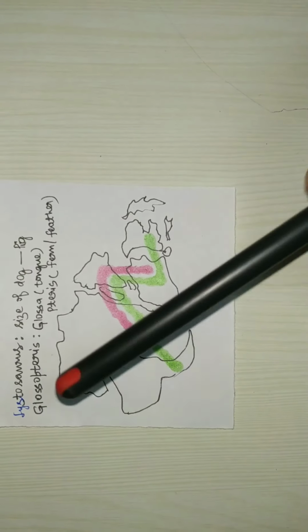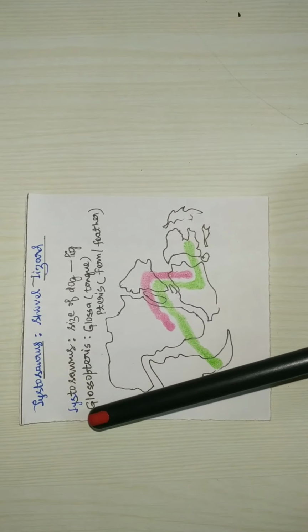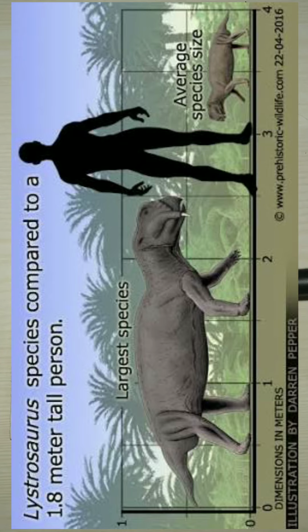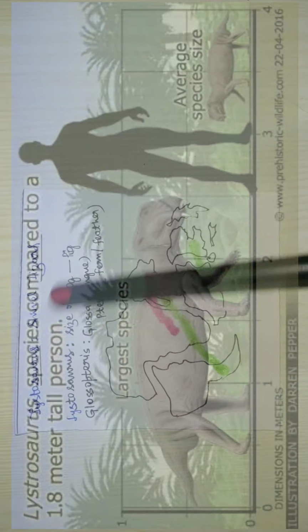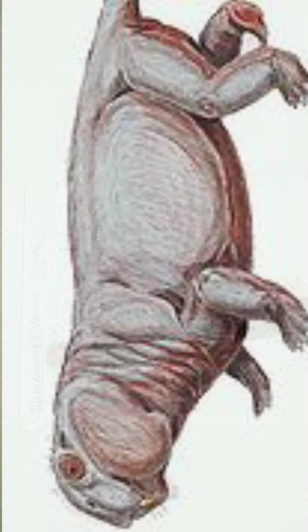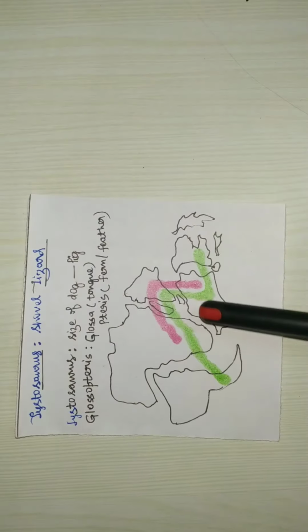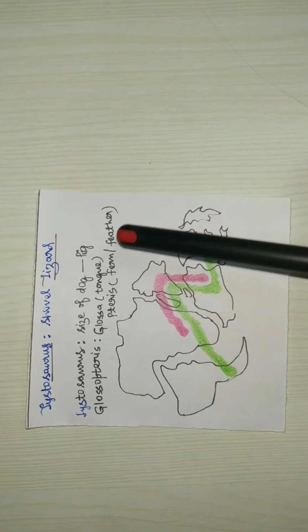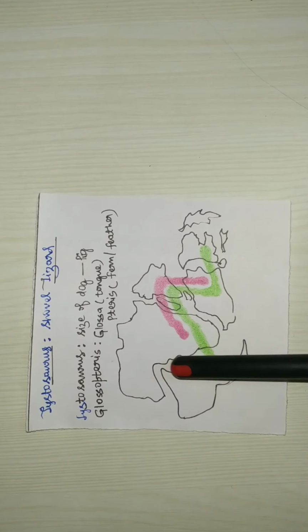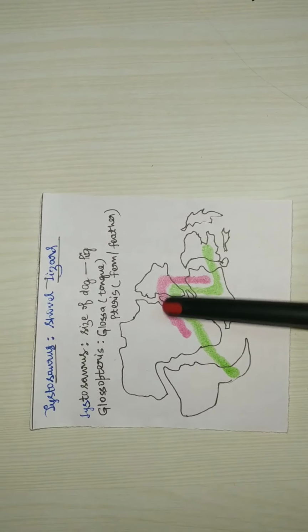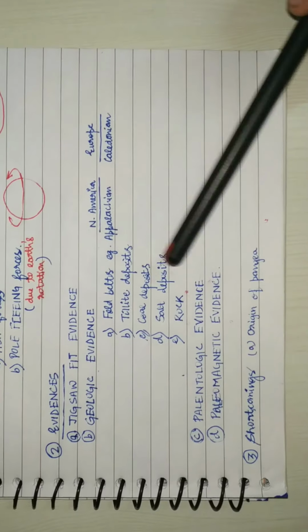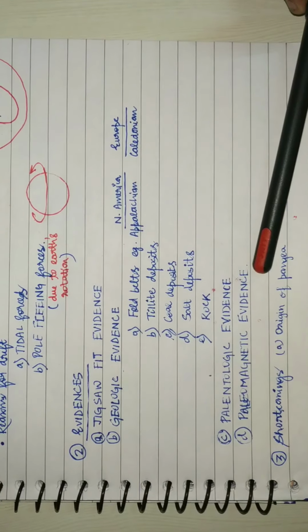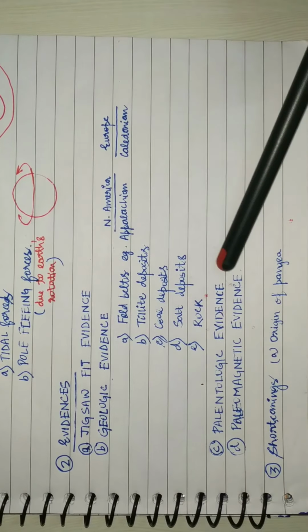Secondly, a dog-sized or pig-sized reptile known as Lystrosaurus. It was found in Africa, Madagascar, India, and Antarctica, and this is only possible if the land was joined, because this land creature cannot swim and go to other areas, right? And the last evidence given by Alfred Wegener was the paleomagnetic evidence. Let's see what it is all about.